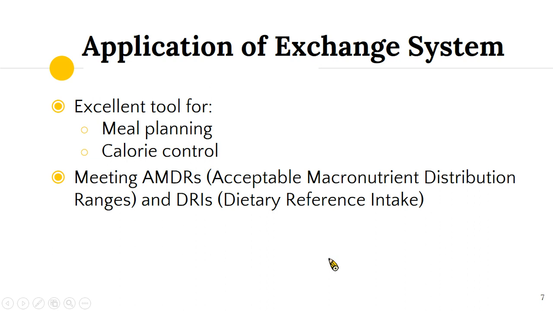The food exchange system is easier to use than the traditional calorie counter system, making it a faster alternative to ensure that you are eating right. It is an excellent tool for meal planning, calorie control, and meeting AMDRs, acceptable macronutrient distribution ranges, and DRIs, dietary reference intakes. AMDRs and DRIs are reference values used to plan and assess the nutrient intake of healthy people.